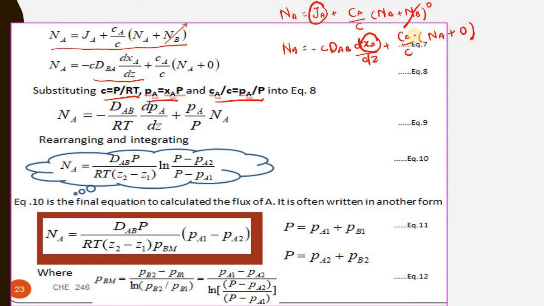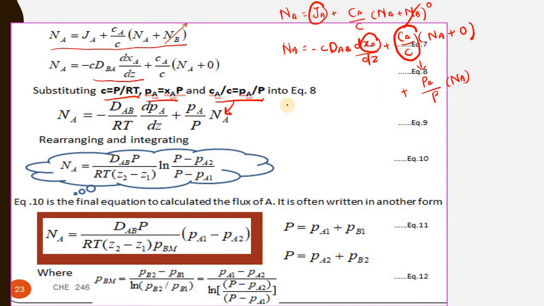Okay, so the CA over C will be replaced with the PA over P. Here, PA over P, and it will become this equation. Okay, this one, PA over P, and A, and dXA will be replaced with XAP over dZ, and C will be replaced with P over RT.